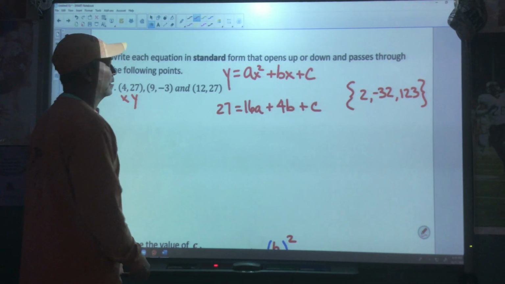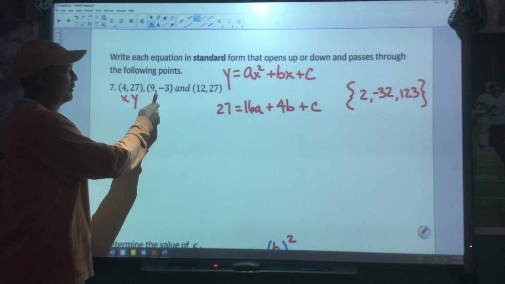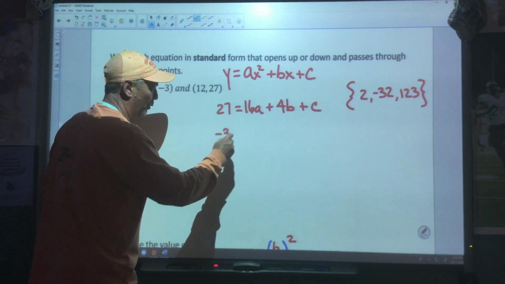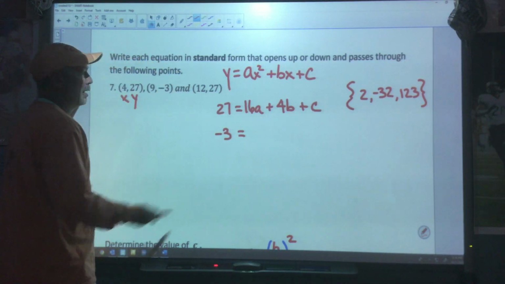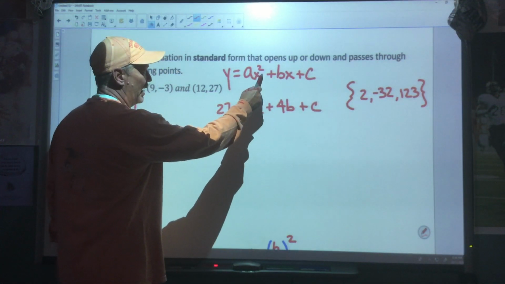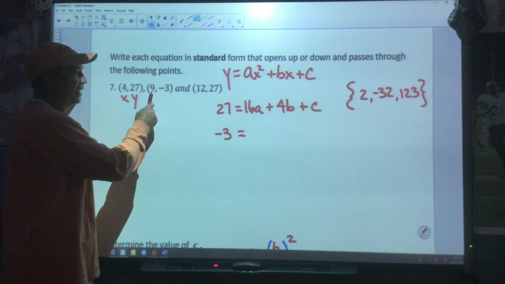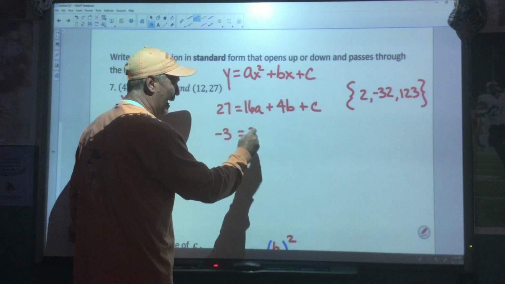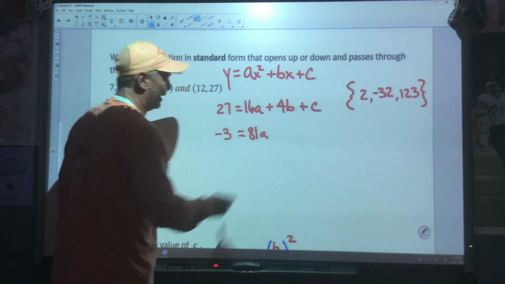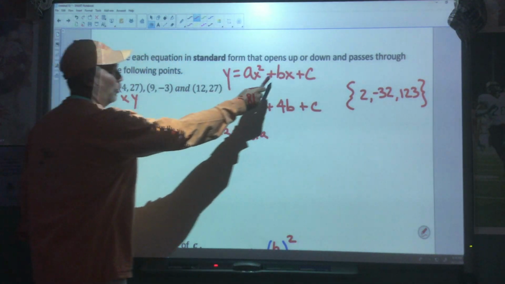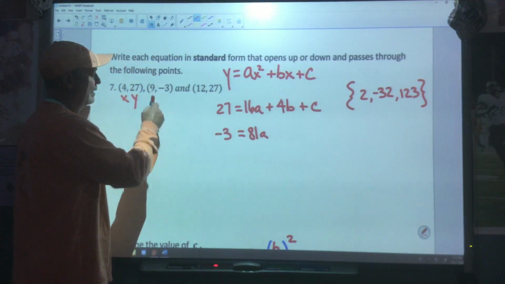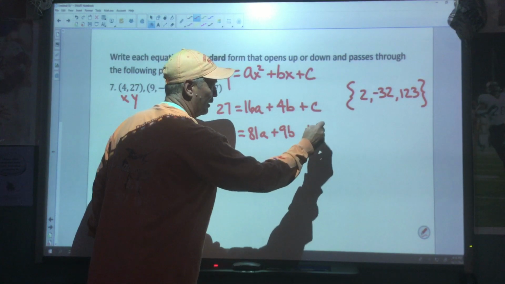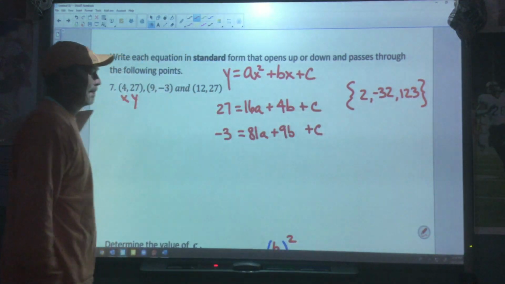Next equation. Okay? Next equation is this. My y value is -3. So I'm going to say -3 equals, my x, I need to square the x. It's 9. 9 times 9 is 81. So this is going to get me 81a. And then I go b times 9 is going to give me 9b plus c. Remember, we don't mess with the c.